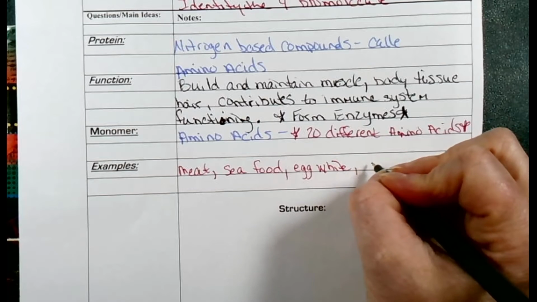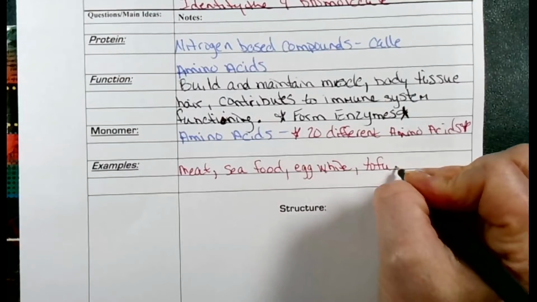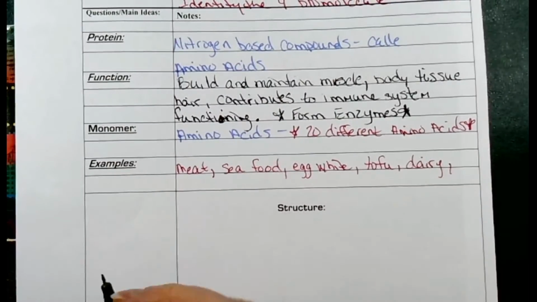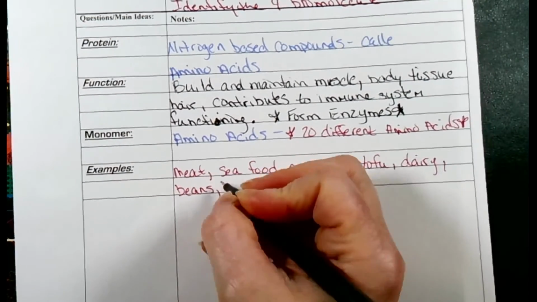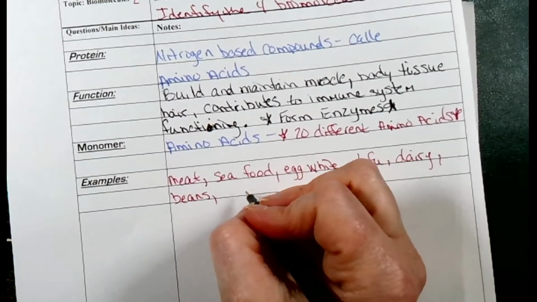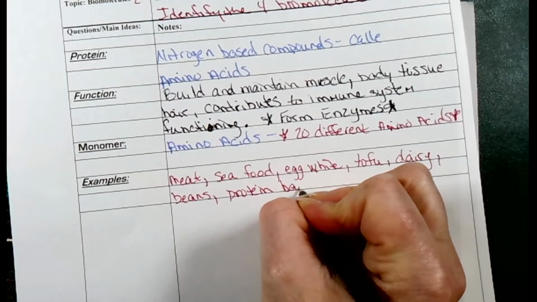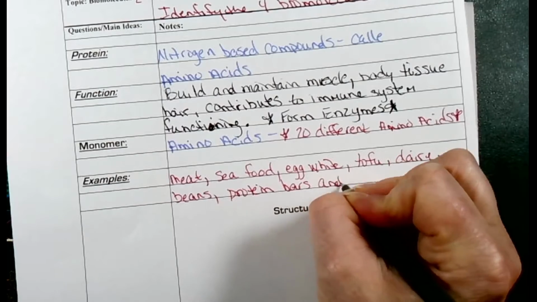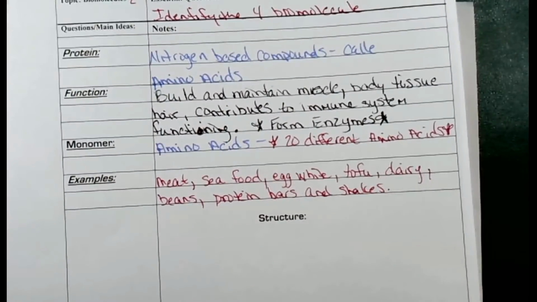You have tofu for my vegetarian and vegan friends out there. You have dairy, like I said, the Greek yogurt, cheeses, milks. You have beans. I have seafood, protein bars and shakes. There are many, many more. So those are some examples of our protein sources.